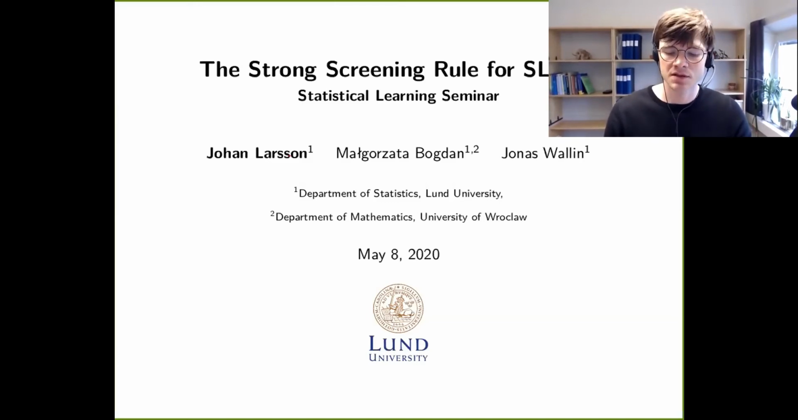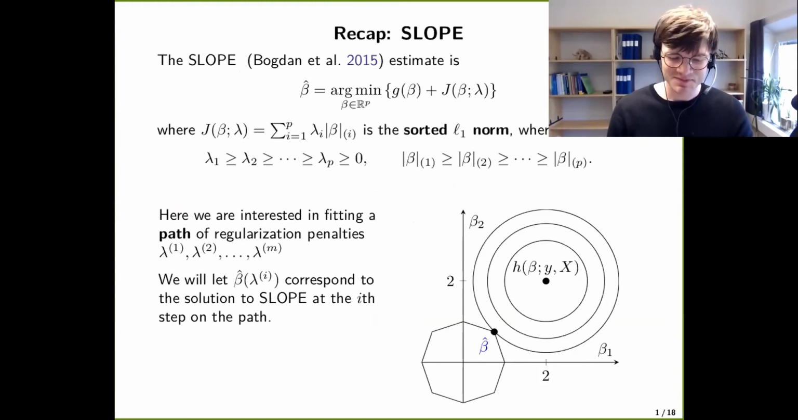So Patrick already talked about the screening rule for lasso, and I will reiterate some of what he said with a little bit of a different notation. But I'm going to start by reintroducing the slope problem. As we know, the slope estimate is a minimizer to a composite objective of some differentiable part and then the slope norm. And in particular for this talk, we are interested in fitting a path of regularization penalties.